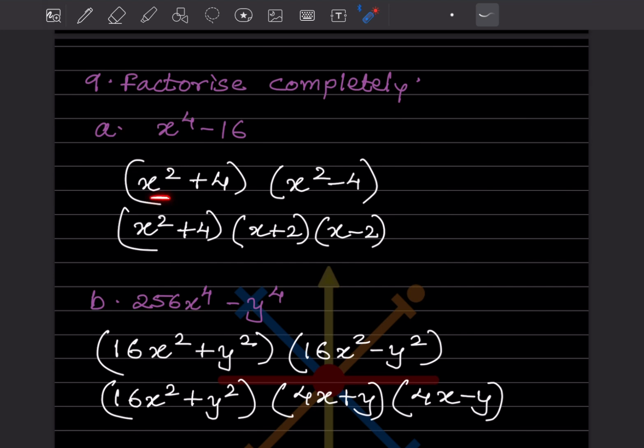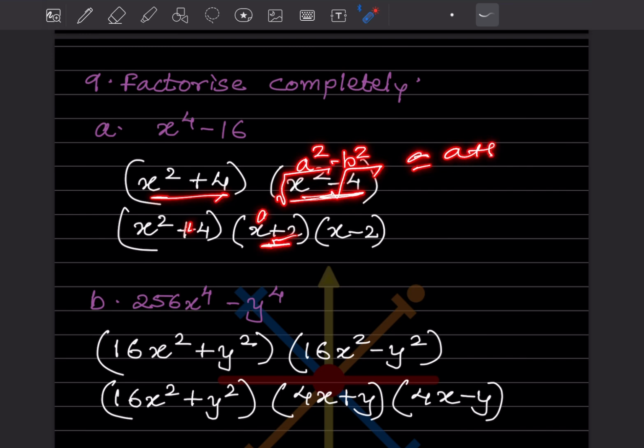So this will be same. Again, this can be further done. This is in the form of a square minus b square because this is a perfect square. So root of this is going to be x plus 2. That will be, because this will be a plus b and a minus b. So this is a plus b and this is a minus b.